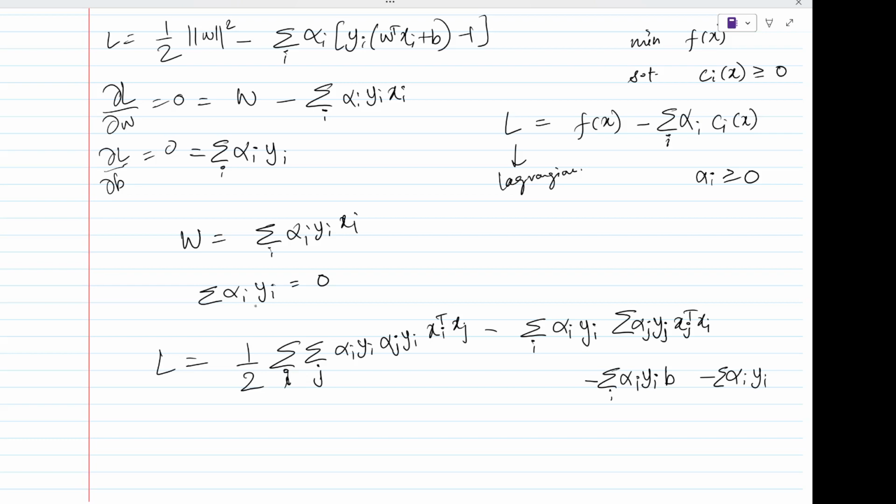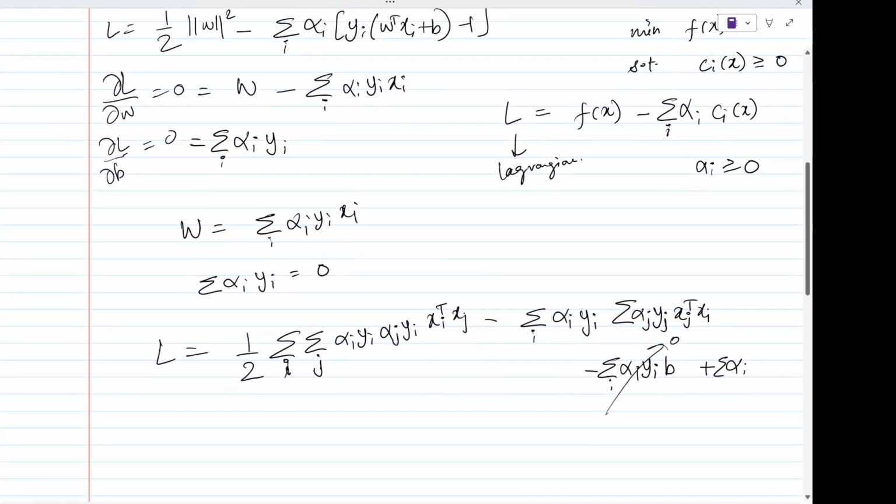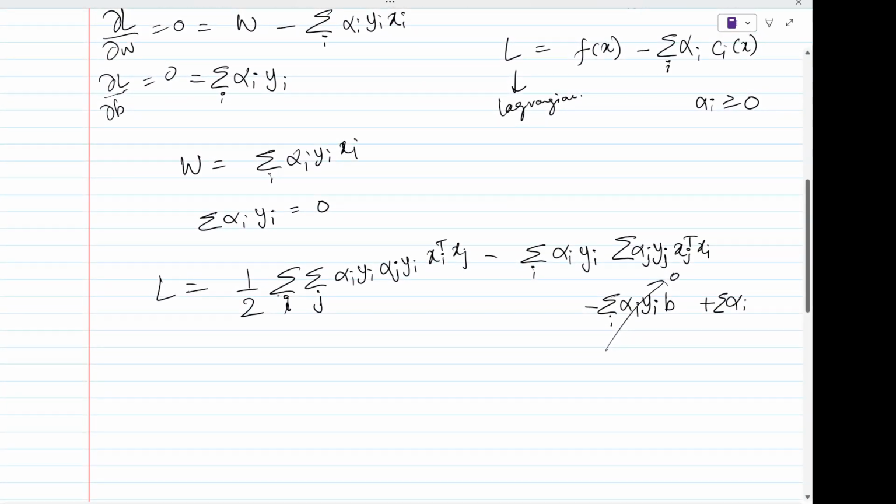So basically, because summation alpha y is equal to 0, these two terms go to 0. Okay, sorry, here there is no y, only this term will go to 0, and this is positive. And if you see this term and this term are the same, only there is one half factor here. This is alpha I minus 1 by 2 times alpha j yj.